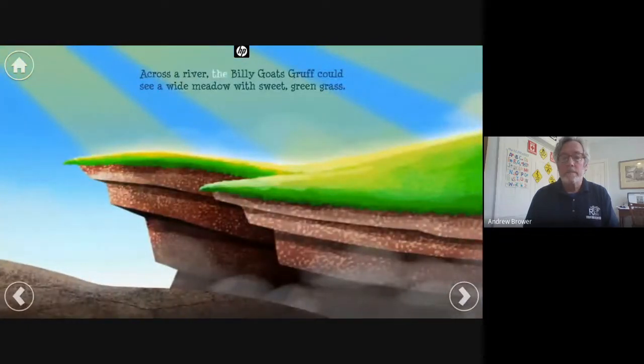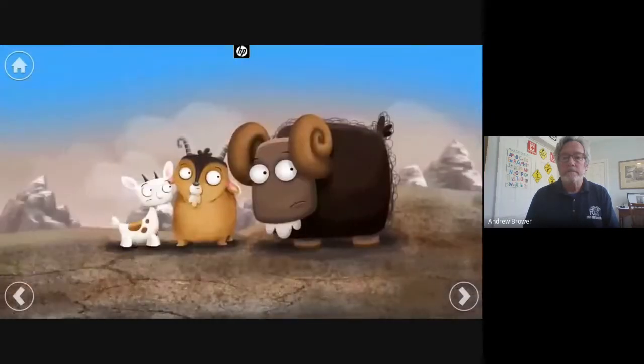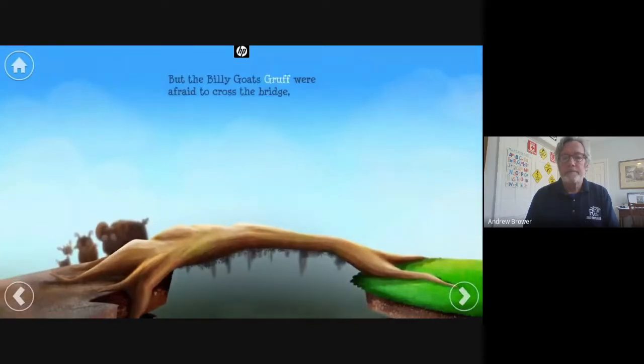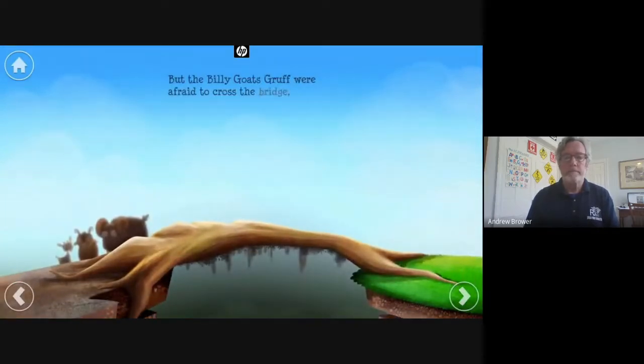Across a river, the Billy Goats Gruff could see a wide meadow with sweet green grass. How they longed to cross the river. But the Billy Goats Gruff were afraid to cross the bridge.